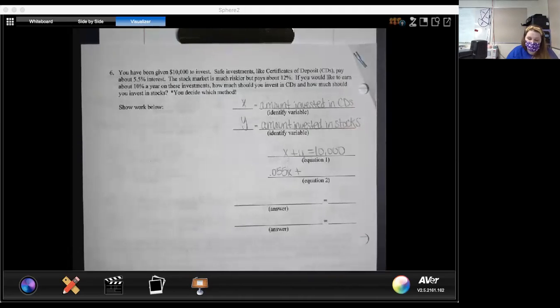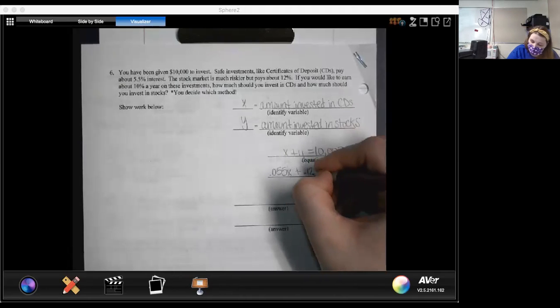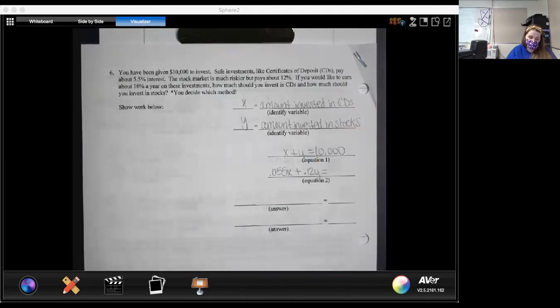plus, what would the second part be? 0.12y equals what? $10 a year, so it wouldn't be 10. 10 might be involved somehow. All right, there we go in the chat.